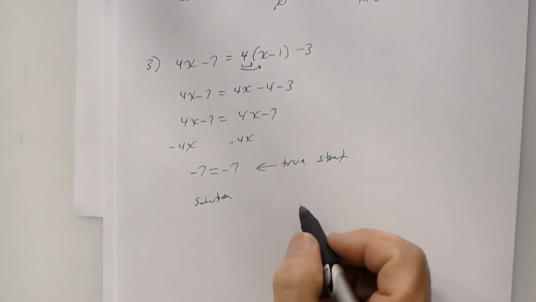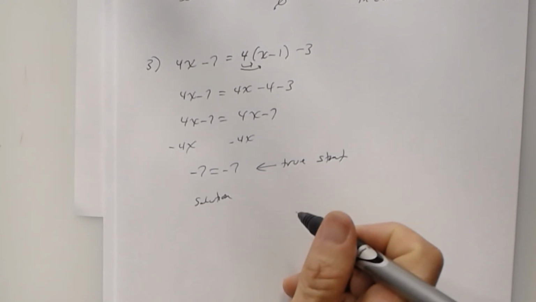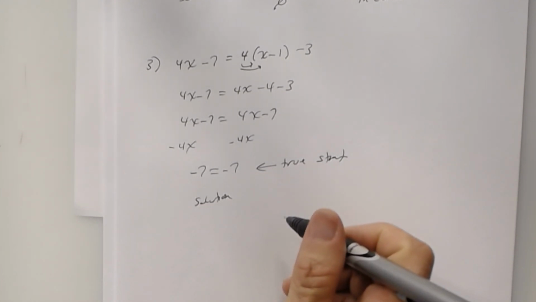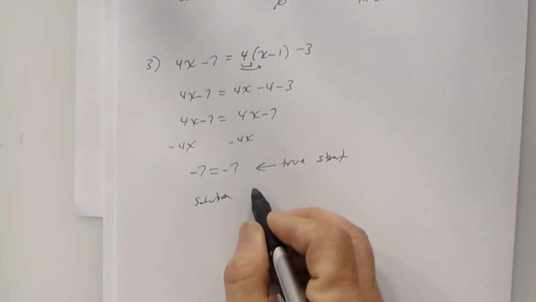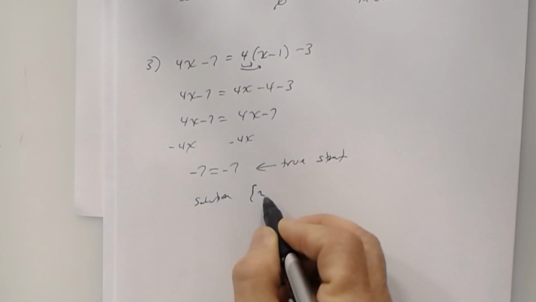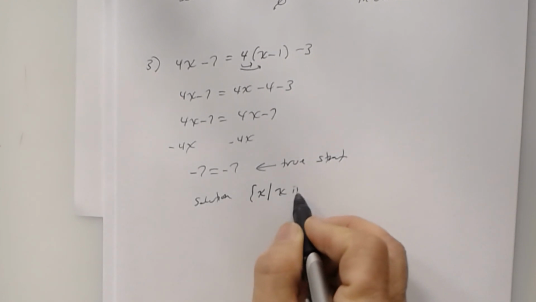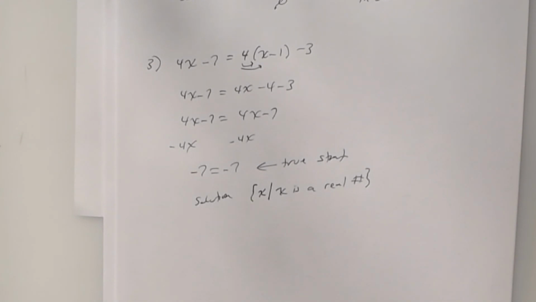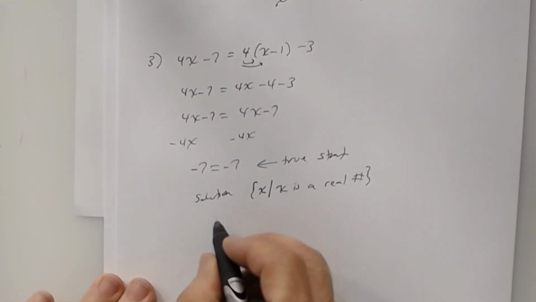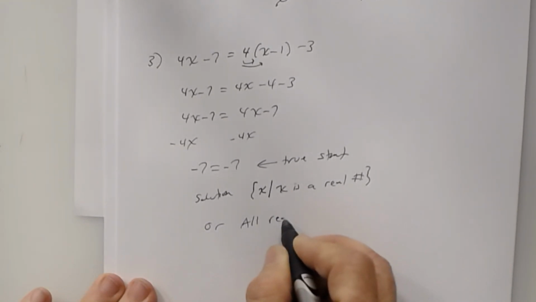All right, now, on my math lab, here's how you're going to write it. Solution, you're going to say the set of x's such that x is a real number. That's how you're going to write that. So that means, on your worksheet and on the test, you just have to say this. All real numbers.